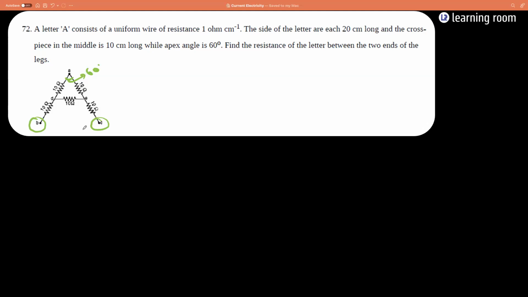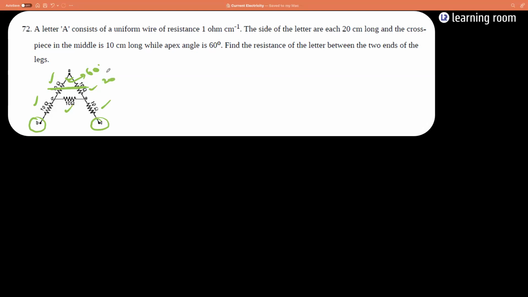Though they have given it theoretically, they have drawn the diagram, so you need not break your head in finding out what the resistances are. This is 10, this is 10, 10, 10, and 10. How are we supposed to start solving the problem? These two 10s are in series. So how much will be the answer?